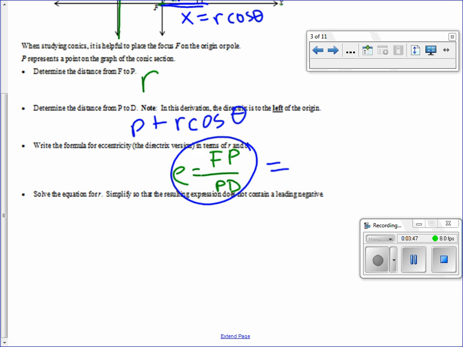And we just figured out FP from our first bullet point. What's the distance from F to P? R over, and what's the distance from P to D? Good. So this is another way of writing the eccentricity. The eccentricity is also equal to R over P plus R cosine theta. We're going to rewrite that for the next bullet point.